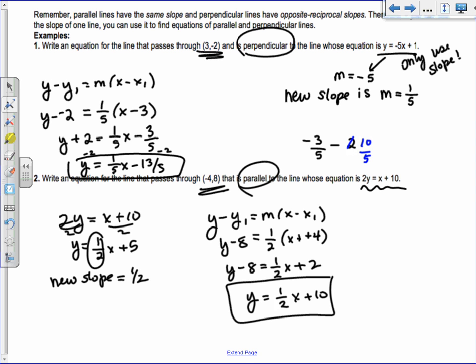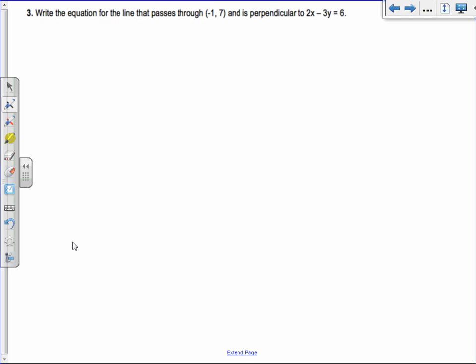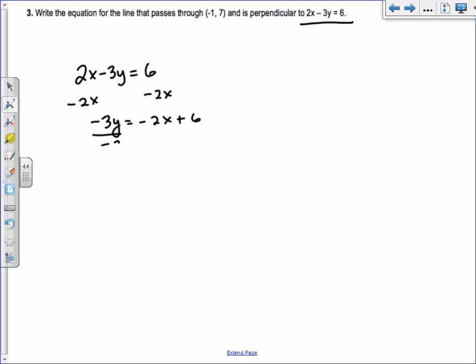All right, so I'm guessing the next one's going to involve some fractions. Let's try it. So it says write the equation for the line that passes through (-1, 7) and is perpendicular to this. So if it's perpendicular to 2x minus 3y equals 6, I first need to solve for y to see what my slope is. So I can't tell. Like, it's just not 2, right? A lot of people think just the number in front of the x, but it's not in y equals mx plus b form. So subtract your 2x. So I have -3y equals -2x plus 6. Divide by -3. So I get y equals 2/3 x minus 2. So I did that pretty quickly. See if you guys understand.